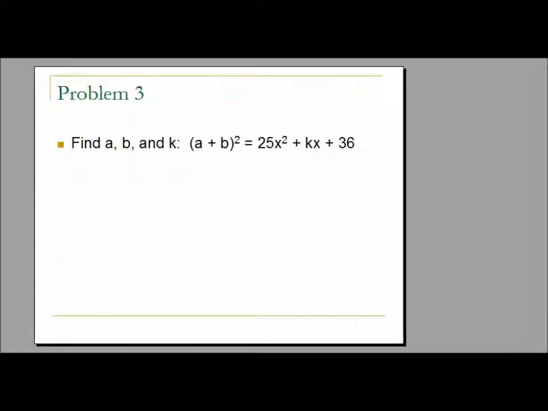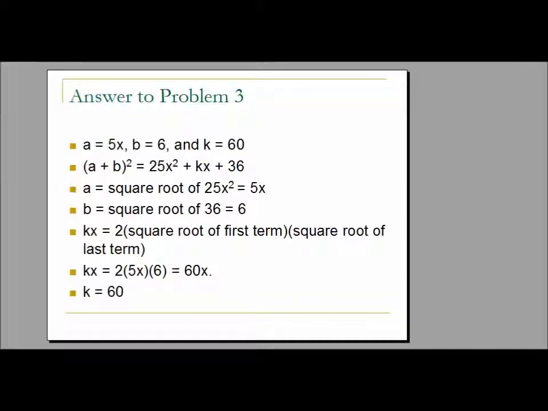Problem 3. Find a, b, and k. (A plus b) quantity squared equals 25x squared plus kx plus 36. The answer to problem 3 is a equals 5x, b equals 6, and k equals 60.